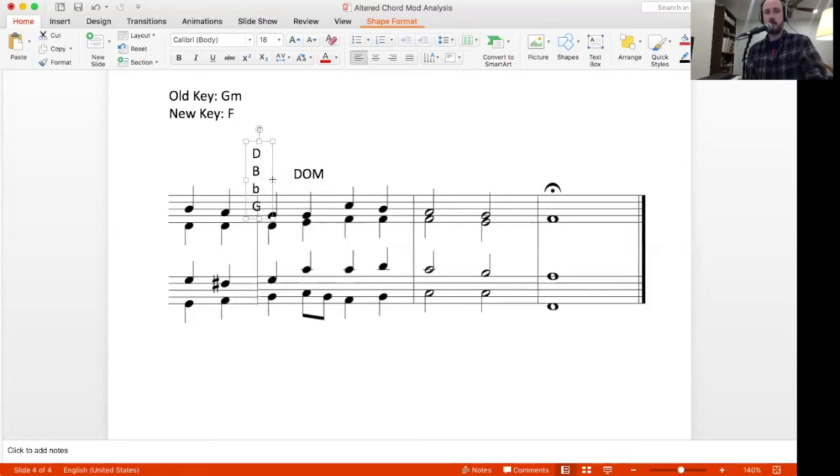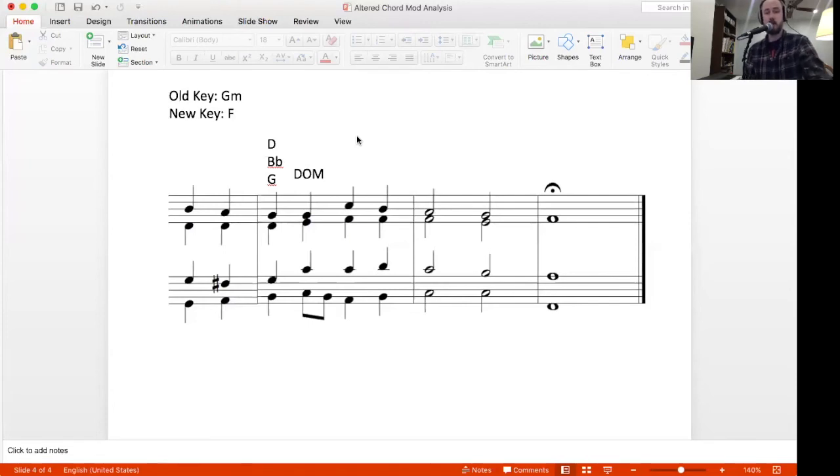G, B flat, D, right? So G's the root, and that's our chord. And what we want to think is, is that shared between the two keys? And it is, right? This is a shared chord between the two keys. We've got G, B flat, D, and so it is shared. And since this is a shared chord, we're going to think of it as a pivot chord, right?